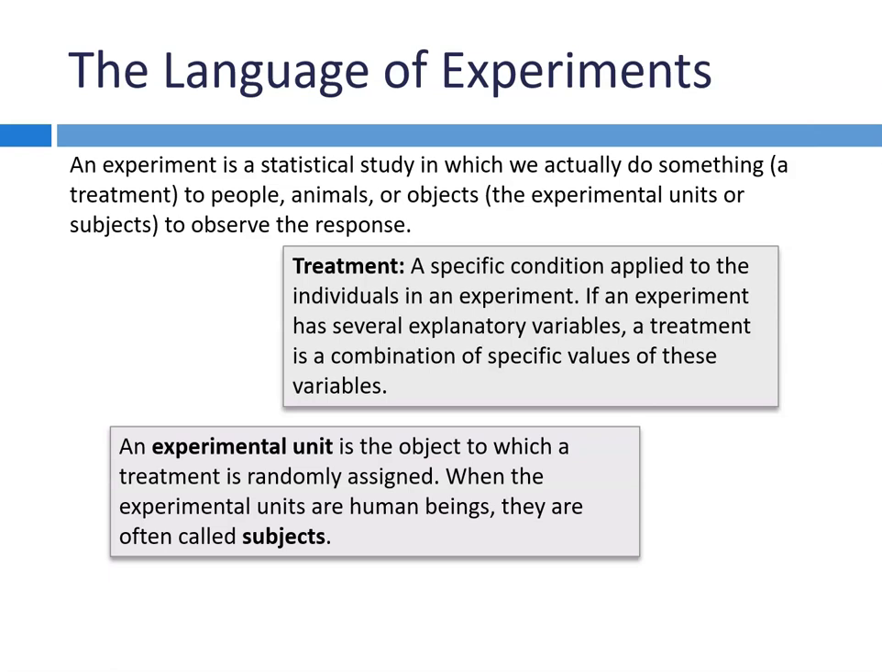Now, an experimental unit is going to be the object to which the treatment is randomly assigned. And the key here, it does need to be randomly assigned. We'll talk more about that in a future video. When the experimental units are human beings, instead of being called experimental units, we often call them our subjects. A little more humanizing.